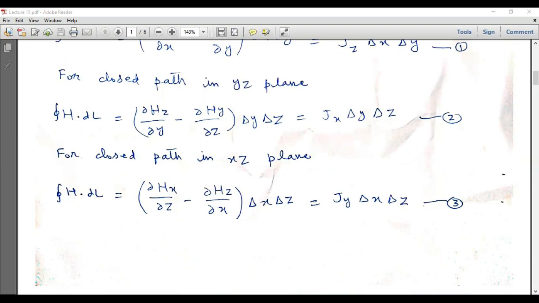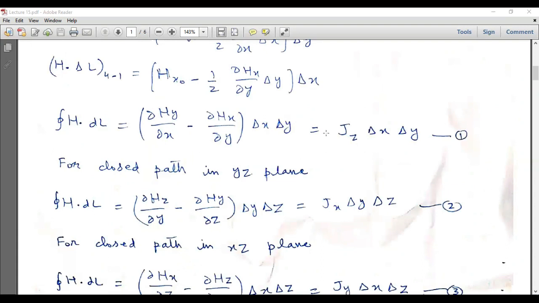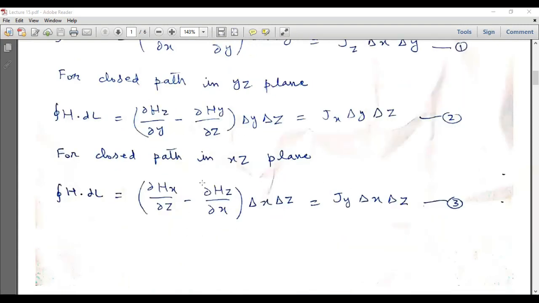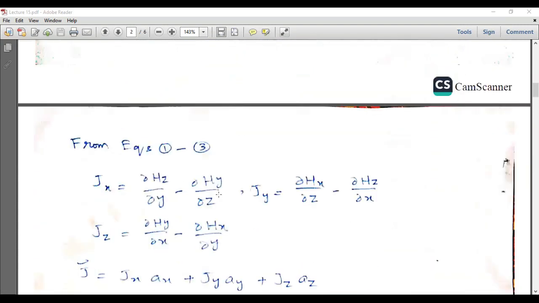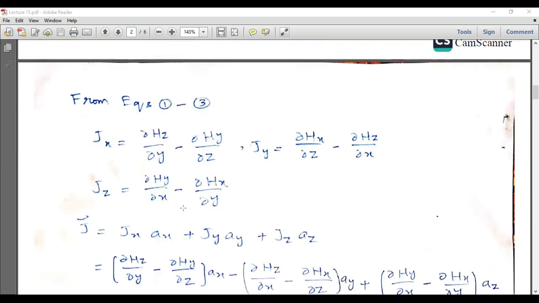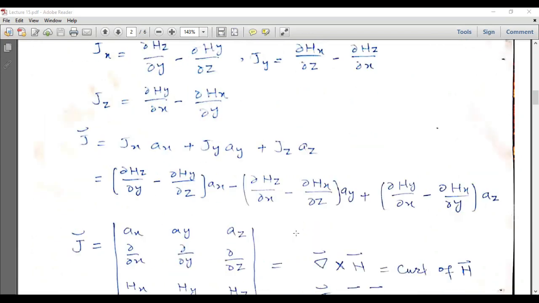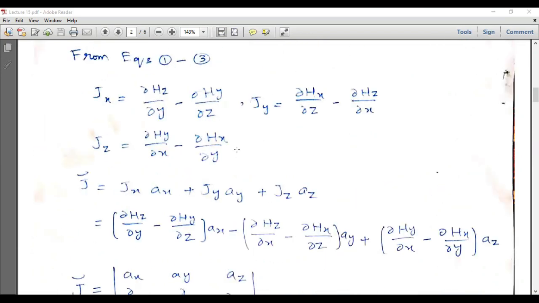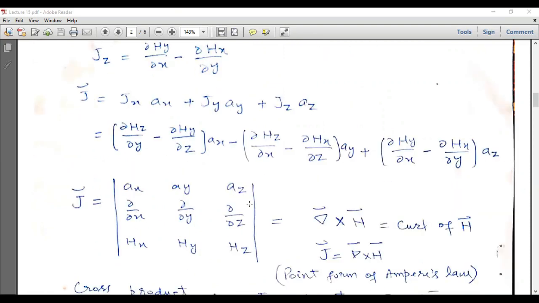So we can add all these three components of the volume current density, right? So by comparing this equation with this, we know that Jz is equal to this expression, Jx is equal to this expression, and Jy is equal to this expression, and the total J actually can be written as the sum of all these three components. So J is equal to Jx ax plus Jy ay plus Jz az, and we can add all these three components of the volume current density J.